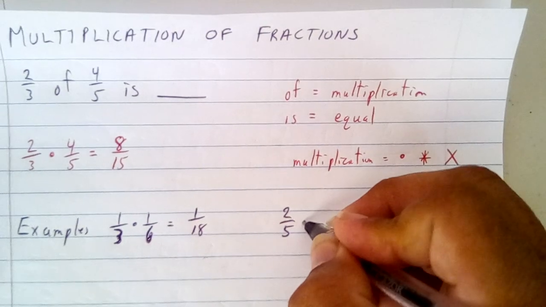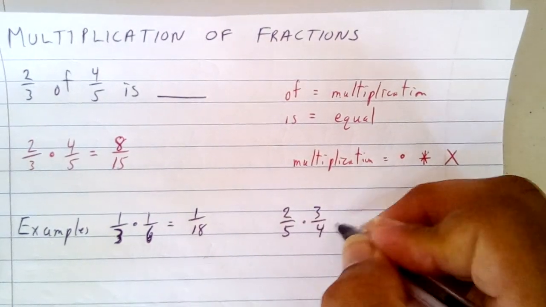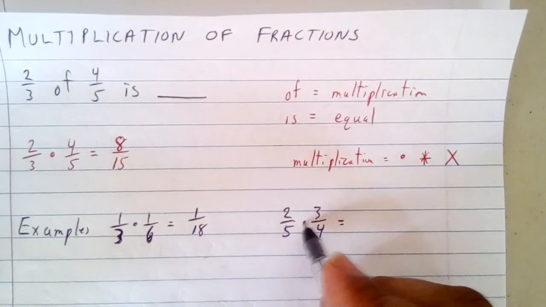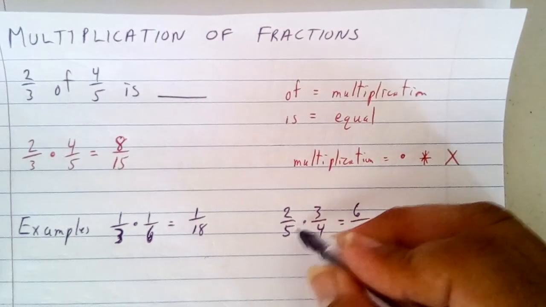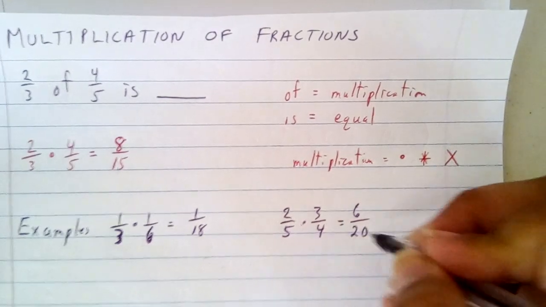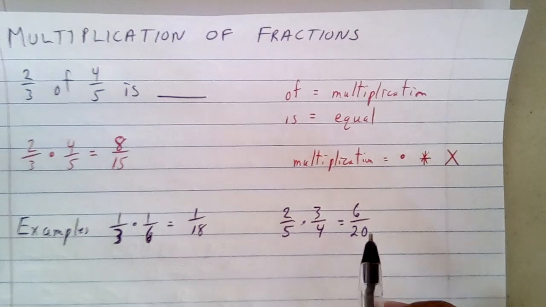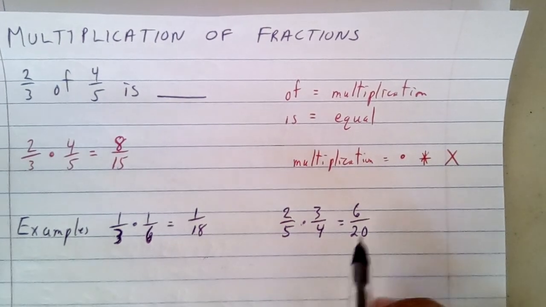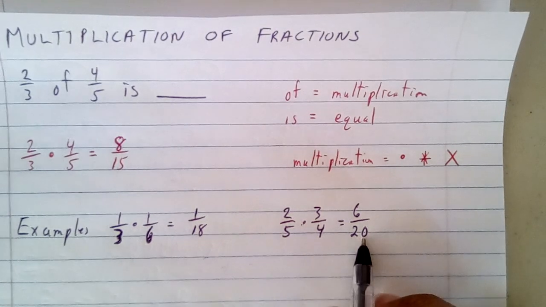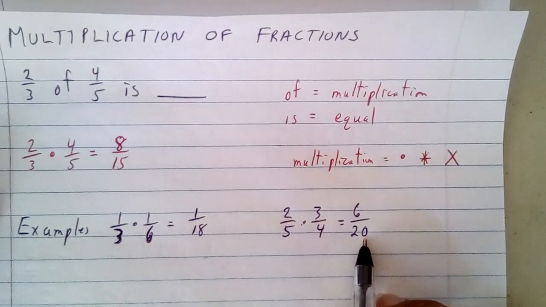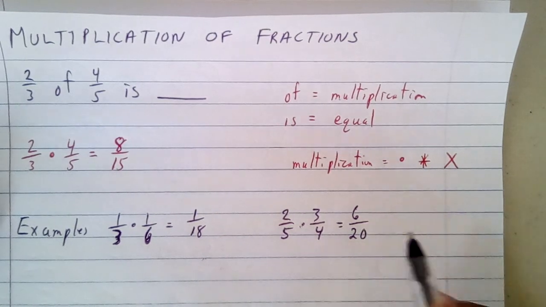And next example, say we have 2/5 times 3/4. 2 times 3 will give us 6. 5 times 4 will give us 20. Do we leave our answer this way? No, you cannot leave your answer this way. If you leave your answer this way, it is not wrong, the steps are simply incomplete. Why? Because we have the concept of equivalent fractions. So therefore we must simplify this to its lowest term.